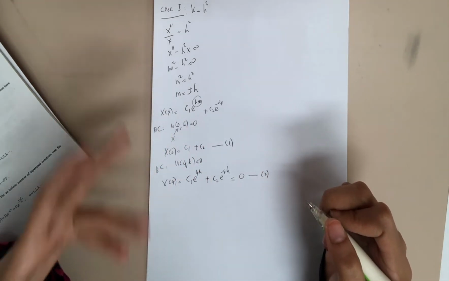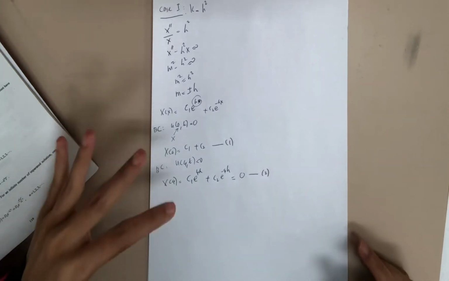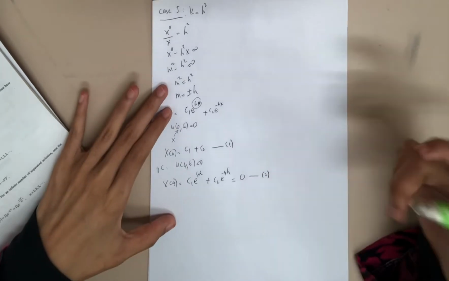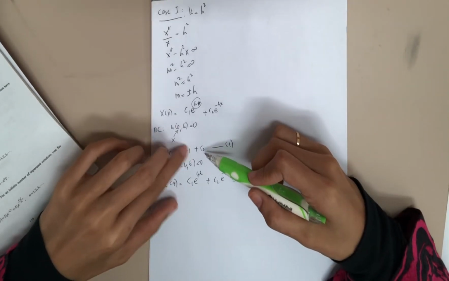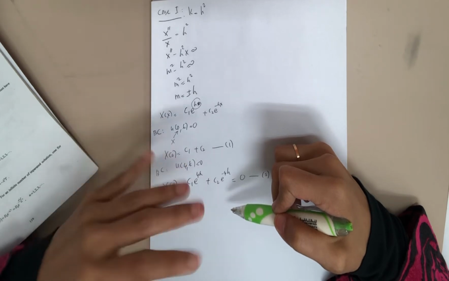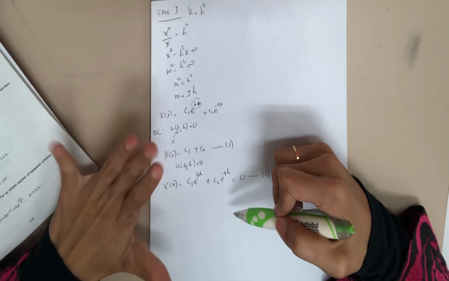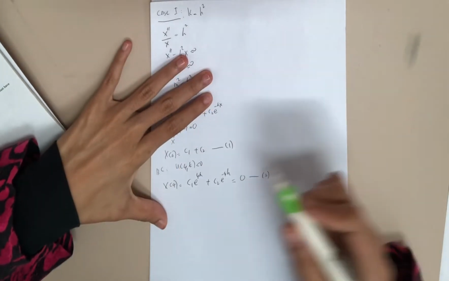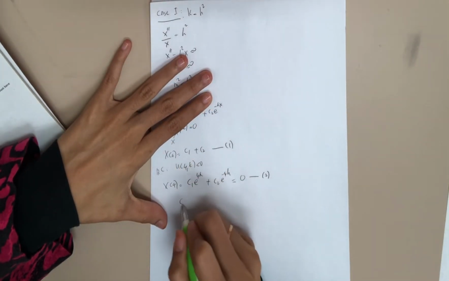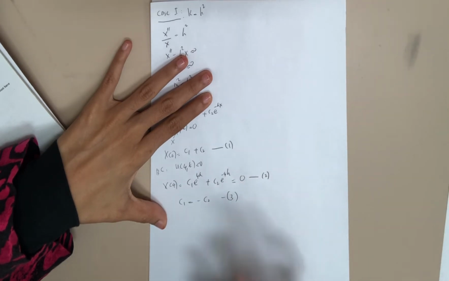So you have two equations and two unknowns. You will use substitution or simultaneous equations. But I prefer substitution, because for simultaneous, they are not the same level: this one has no exponential, this one has exponential. So simultaneous is not too suitable for this type. So you use substitution. I take equation 1, and let C1 equal to negative C2. This I let as my equation 3.